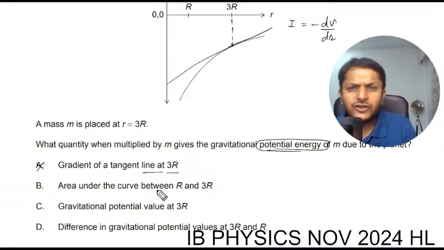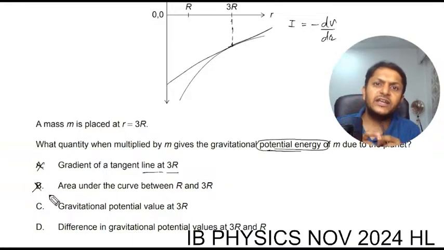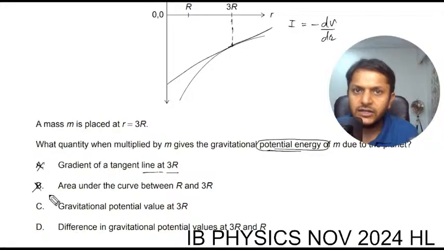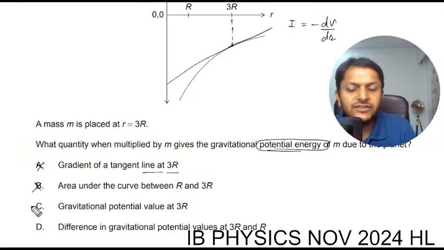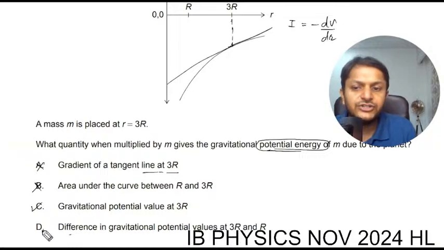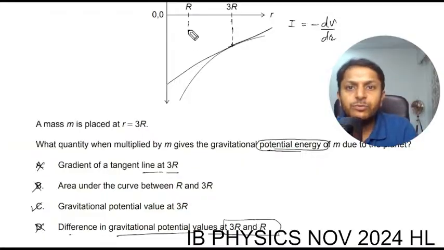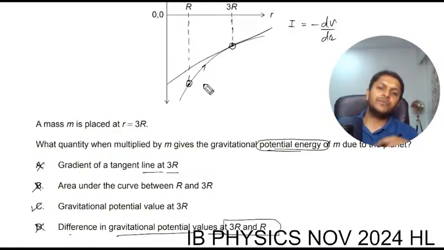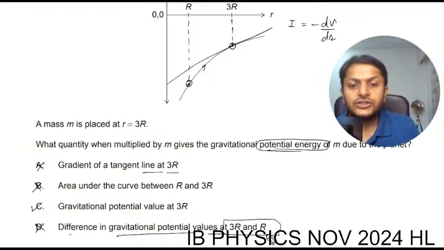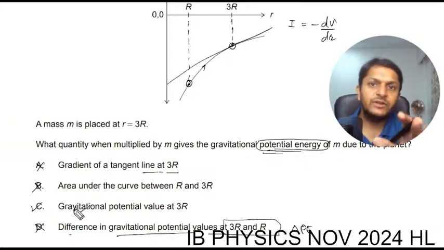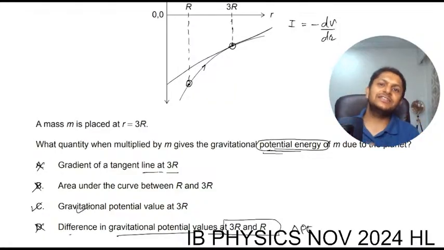Area under the curve r to 3r doesn't make any sense. That will give you, what is the area? It will be V into r. So V into r, I don't think it means anything. Okay, gravitational potential at 3r, that is correct. Difference in gravitational potential value. Now the difference between the gravitational potential values will be the change in potential energy if the body is going from 3r to r or r to 3r. So this D will be giving you change in potential energy, but you don't want the change in potential energy. You want the potential energy in absolute terms. So C will be the correct answer. This is how we do this question. This is the explanation, dear students.